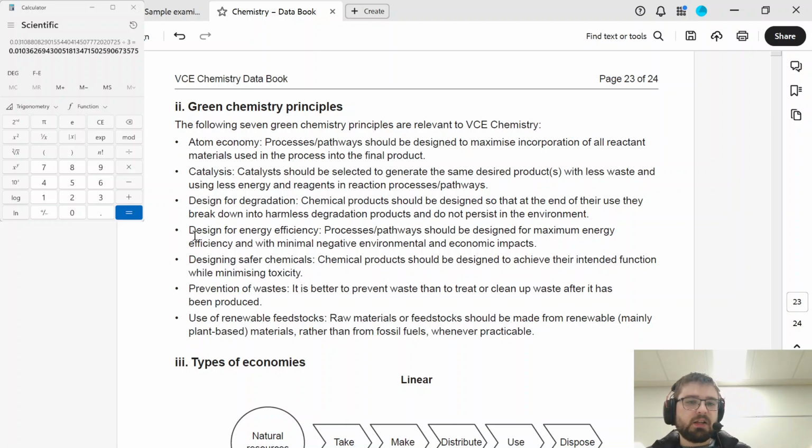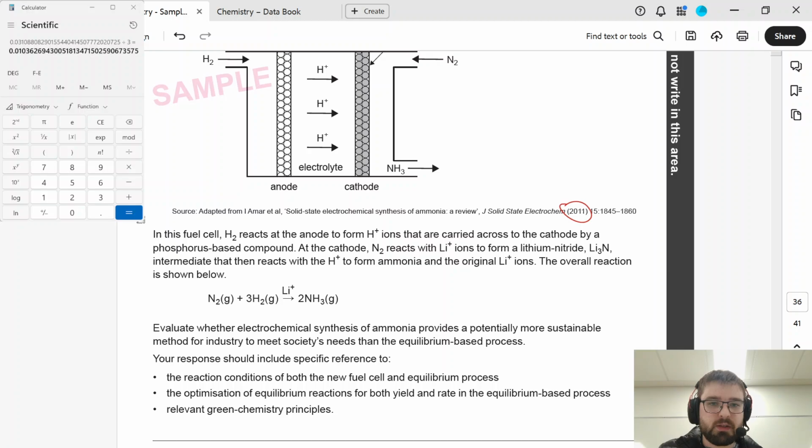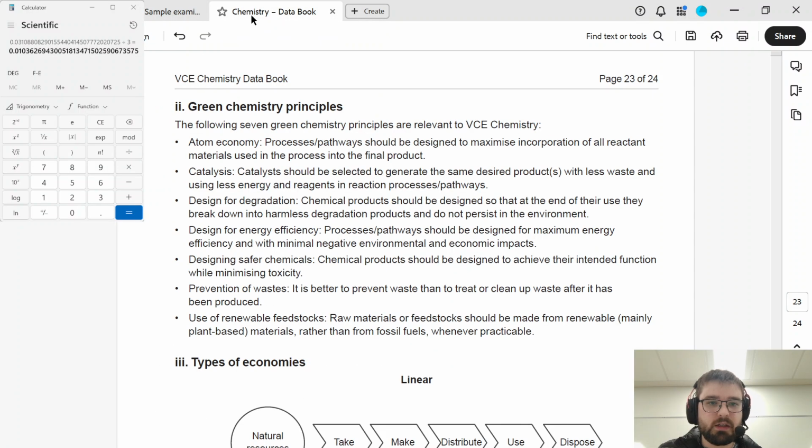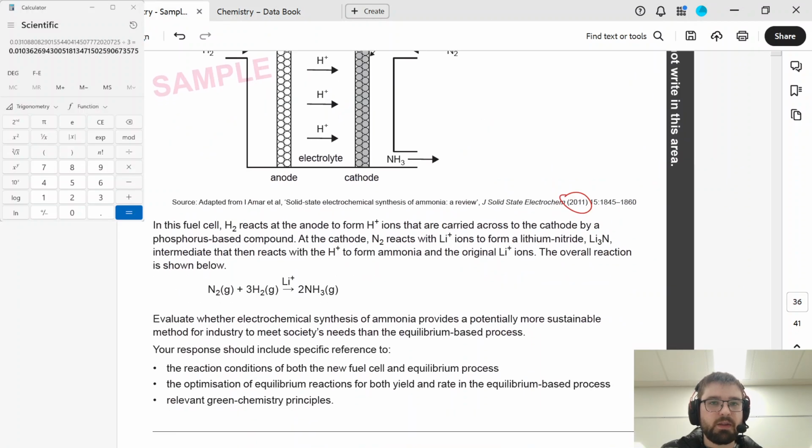You could say it's catalysis in the sense that there's a different kind of catalyst being used there, because the lithium ions come back, so the lithium is basically acting as kind of a catalyst here. Yeah, and then I talk about prevention of waste in terms of the different waste that you potentially have at the end there. So I'd write that down.